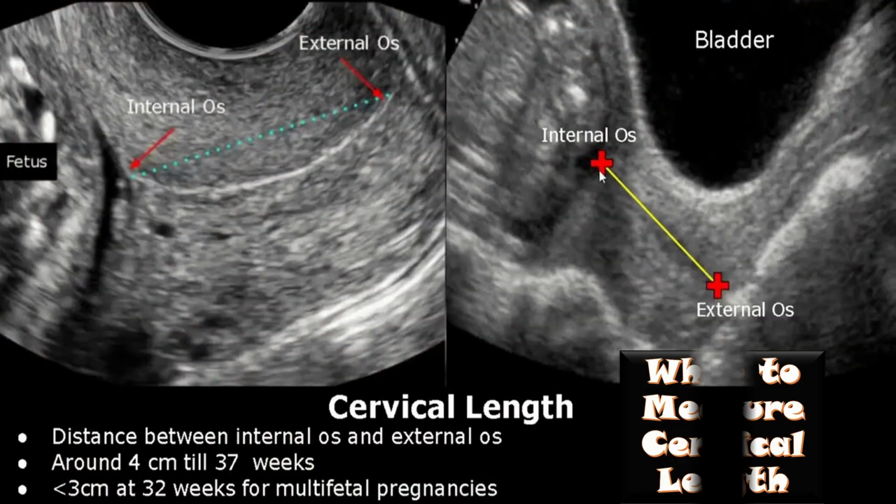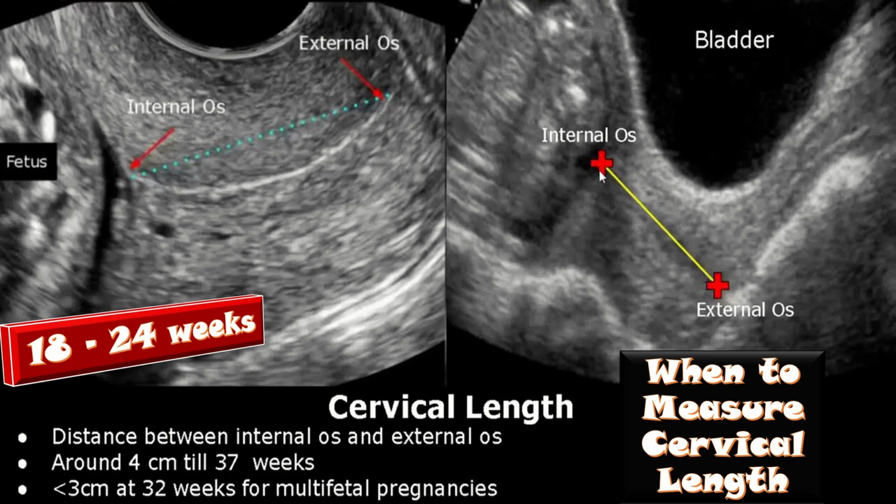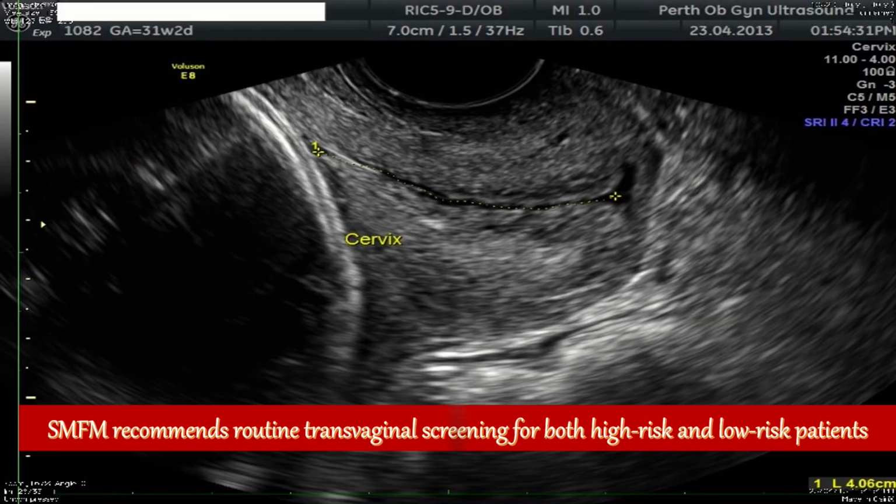When to measure cervical length? Assessment is generally completed for screening purposes at mid-gestation, usually during the anatomy or morphology ultrasound between 18 and 24 weeks. Although the Society of Maternal Fetal Medicine recommends routine TVS for both high-risk and low-risk patients, many centers continue to evaluate through TAS as a first line.